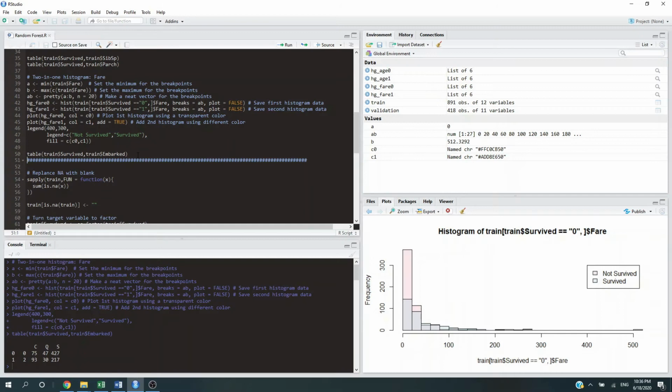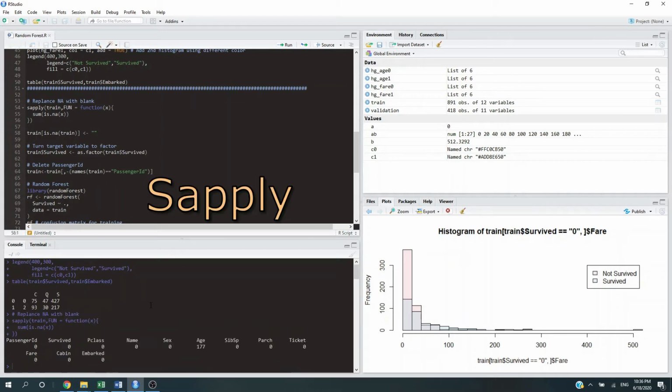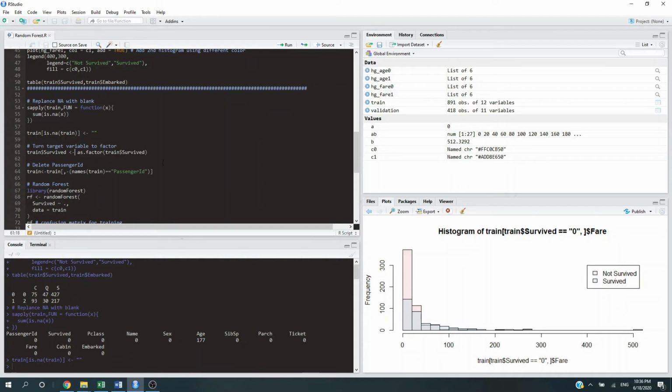Alright, last but not least, our embarked column. There are two records that are without this value. They're blank. Alright. So we need to replace NA with blank, otherwise the algorithm will not work. So we use the apply function to check how many records are NAs. Now we replace NA with blank.